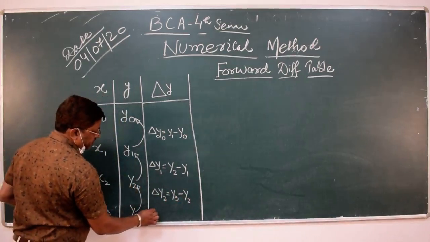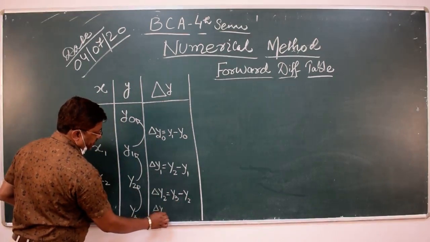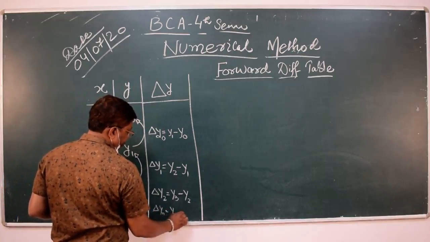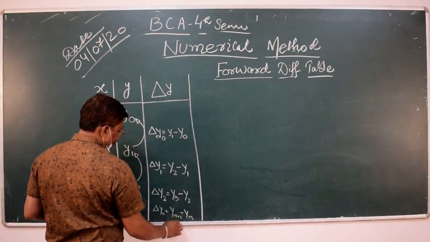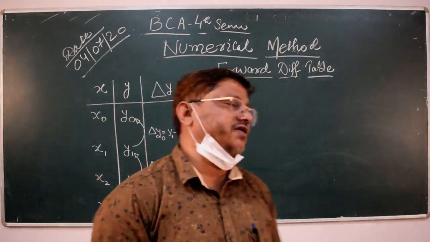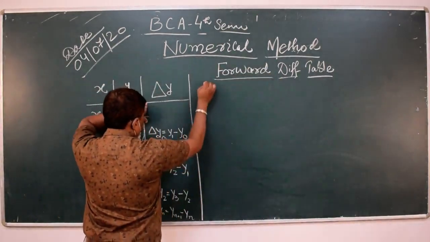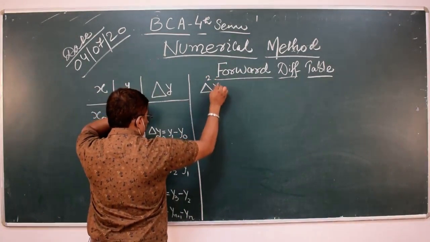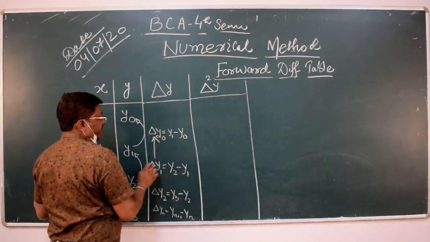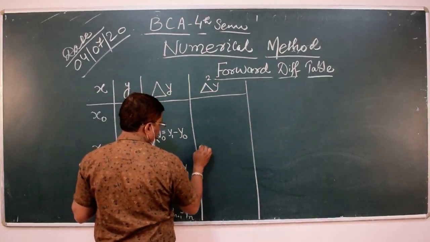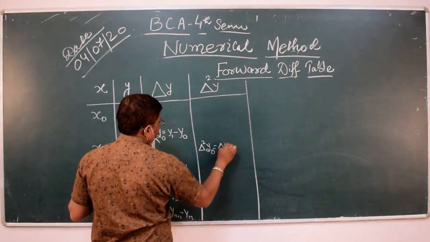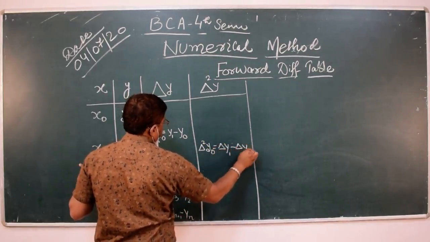In general, delta Y(n minus 1) is equal to Y n minus Y(n minus 1). In this way we represent the first difference. Now come to the second difference of delta Y. We represent the second difference with capital delta square Y. Delta square Y0 is equal to delta Y1 minus delta Y0.